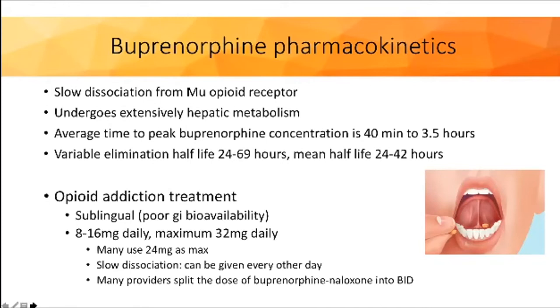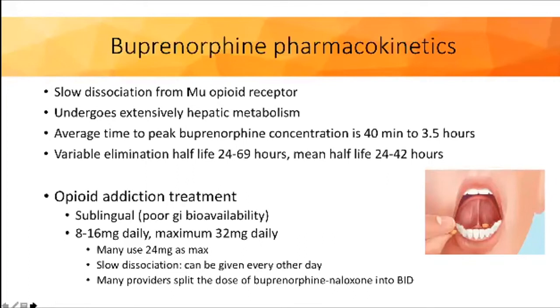So for opioid addiction treatment, it's sublingual. So the film, they hold it under their tongue. They don't talk. They don't have to swallow. And it goes through the mucosa and the tongue. So there's poor GI availability, which is why in the buprenorphine naloxone formulation, there's no GI absorption of the naloxone there. Typical starting dose ranges from 8 to 16 milligrams daily.